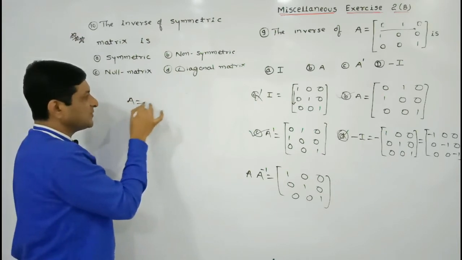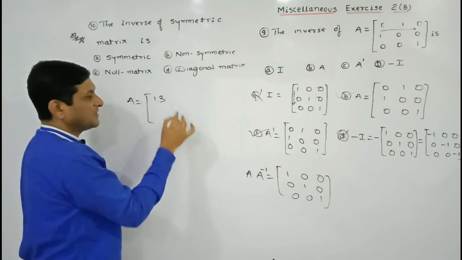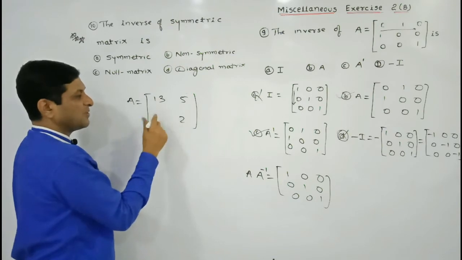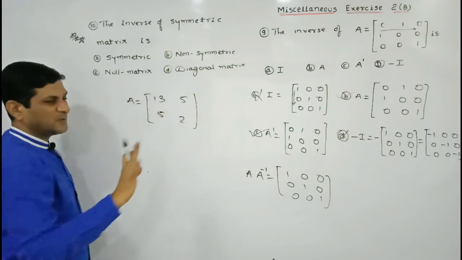Let us suppose that A is one matrix whose elements are say 13, 2, 5, 5. In case of a symmetric matrix, if you observe the definition of a symmetric matrix, there is no condition on the diagonal element.